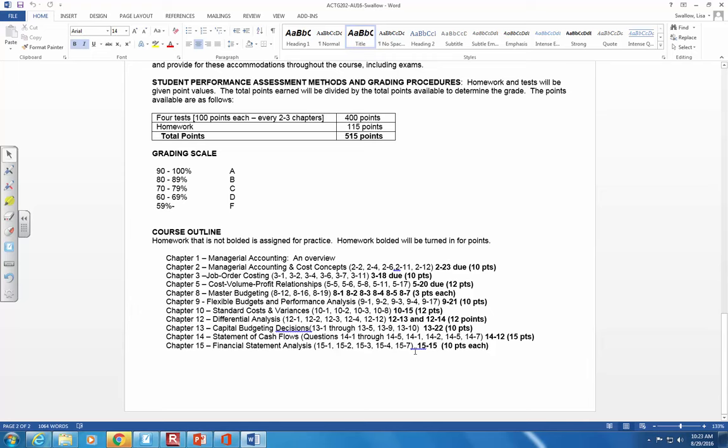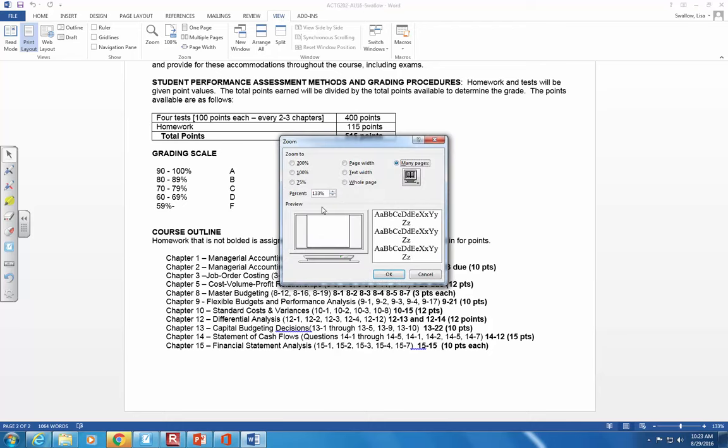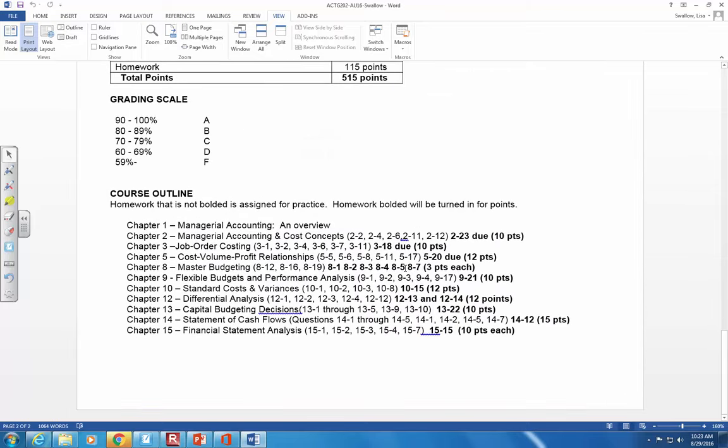I do a straight 90, 80, 70, 60 grading scale. I don't do pluses or minuses. And here are your chapters. Let me blow this up a little bit more so we can all make sure we understand this. Zoom, let's go up to 160. For the homework, for chapter 2, I want you to do 2-2, 2-4, 2-6, 2-11, 2-12, but then in bold I say 2-23 is due for 10 points. That's kind of what I was talking about.